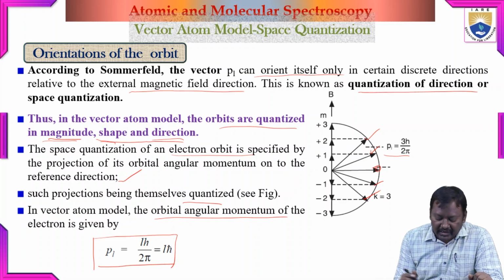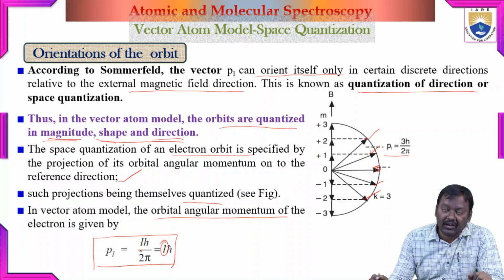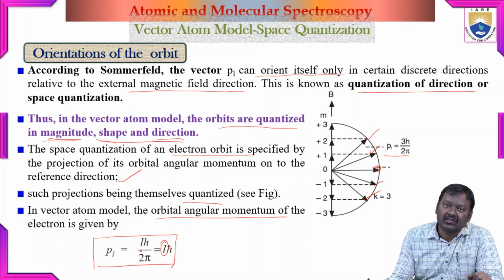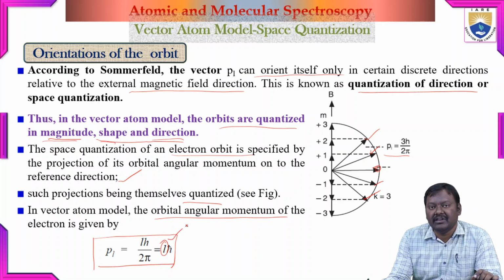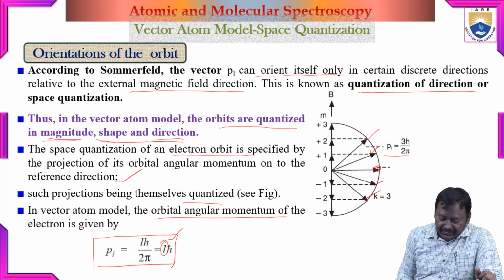Okay, so in terms of orbital quantum number, L h cross, this must also be an integer value. The value of L must be an integer. It could be 0, 1, 2, 3, etc.